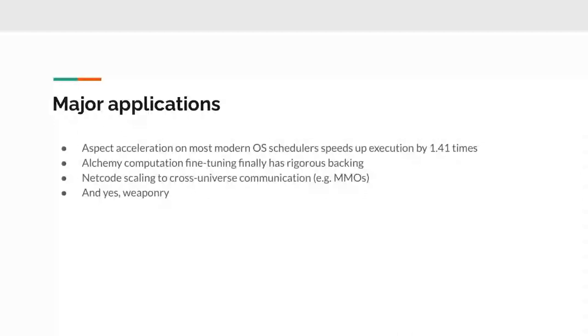Netcode scaling to cross-universe communication, like massive multiplayer online games. Under normal networks, you can't handle a game with billions or trillions of players, including all your dead timelines. But here, you actually can. And of course, yes, you can kill people with it, but we're not going to get into the weaponry aspect.